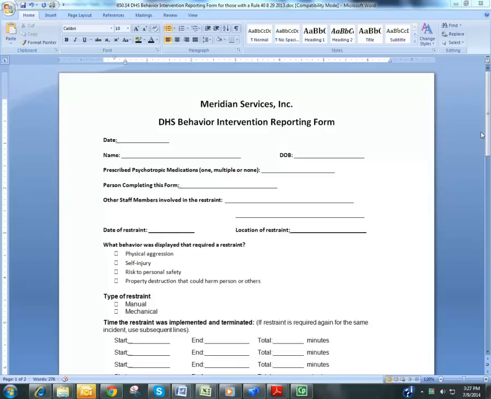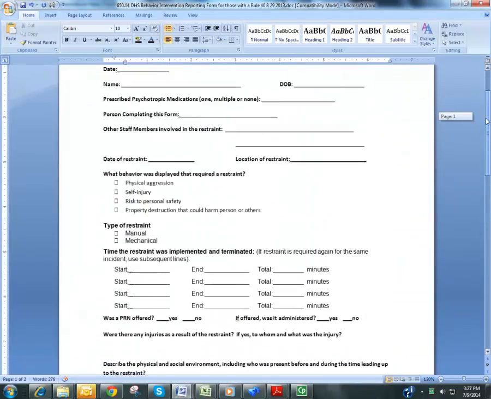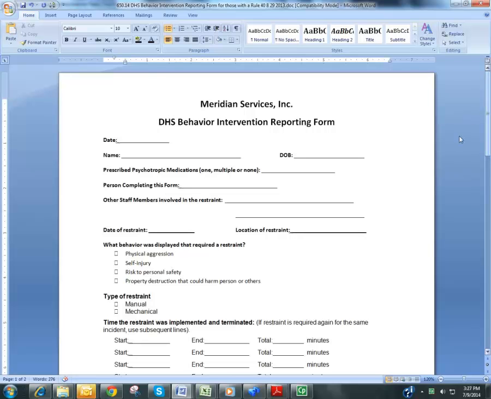In this training, I'm able to actually go through and show you the various parts of this behavior intervention reporting form, and you can kind of follow along, and I'll give you some examples, talk about things that are really crucial, and hopefully that will assist you in filling out the form properly. So at the top, we have some information that's rather easy to understand and figure out.